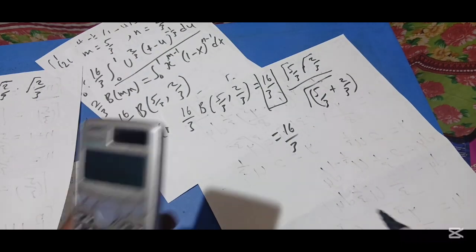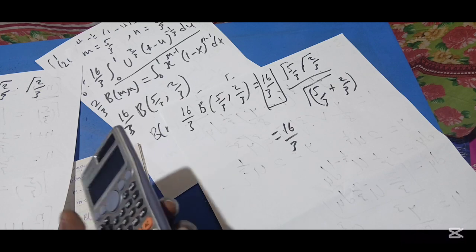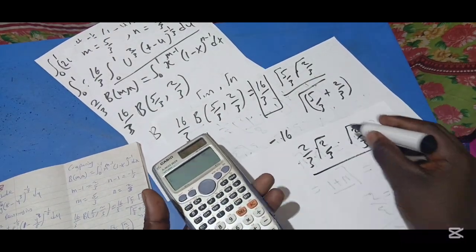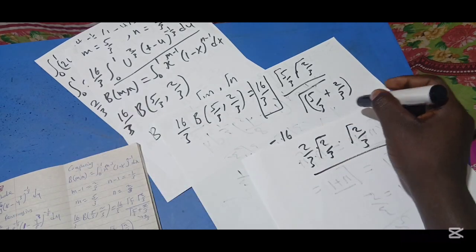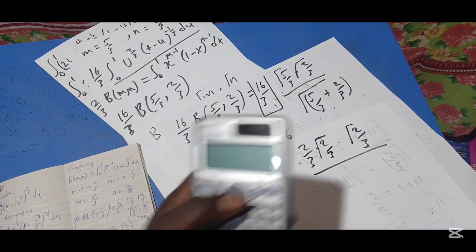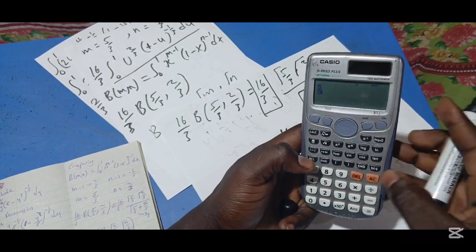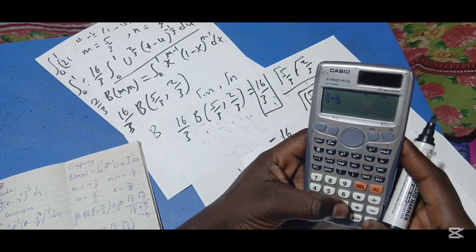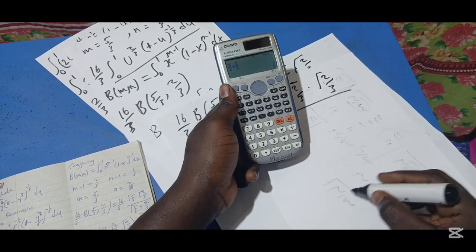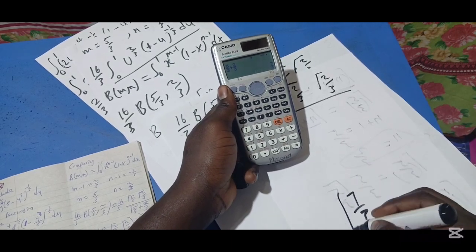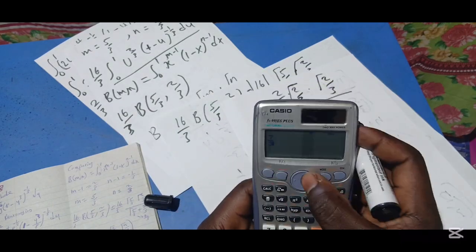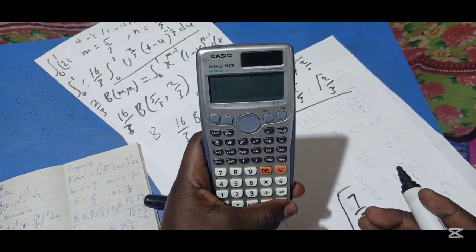So now we are done with the numerator, right? So let's go for gamma 5 on 3 plus 2 on 3. So 5 on 3 plus 2 on 3 is going to give us 7 on 3. So gamma 7 on 3. Let's evaluate gamma 7 on 3 here by using our method. Type 7 on 3 on your calculator. Start subtracting 1 from it. What you get, 4 on 3.